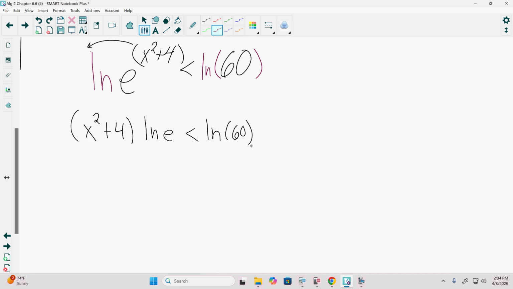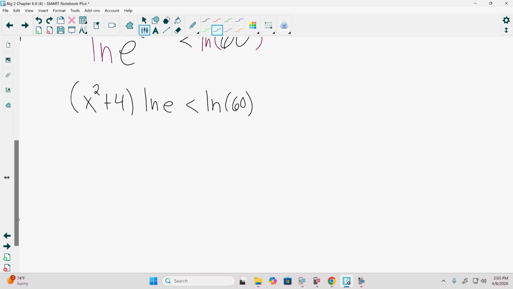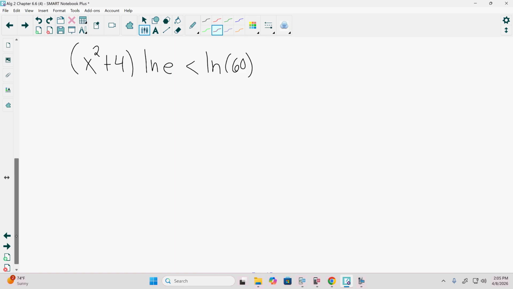Telling me that I have x squared plus 4 times the natural log of e is less than the natural log of 60. Questions on this here? The natural log of e is what? It's still just 1. So x squared plus 4 times 1 is just x squared plus 4. Questions on how we got here?